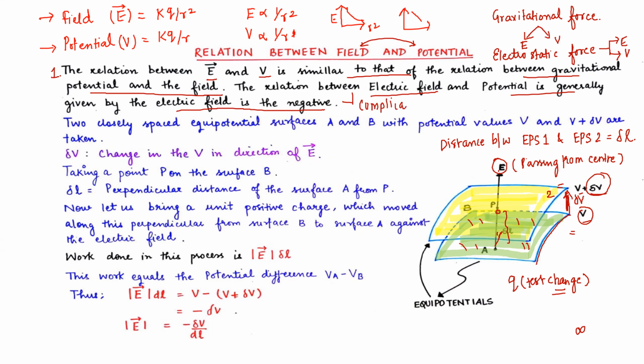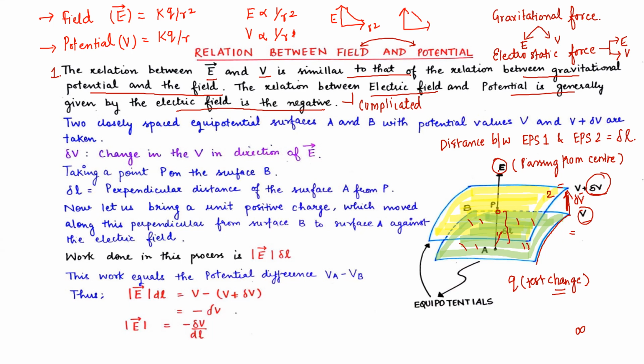Why? Because so far we have just given a definition. We haven't verified, we haven't proved. So let's start with the proving. How is electric field negatively related to potential?